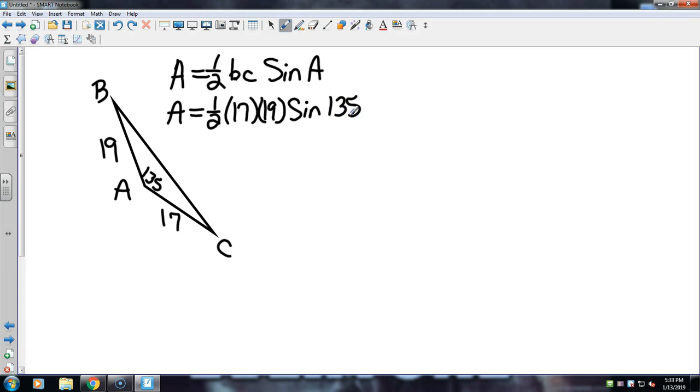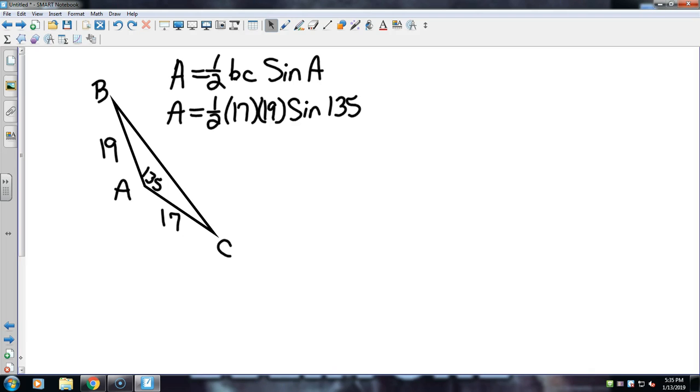Let me grab a calculator real quick. Since it's all multiplication, I can enter it in any way. What I'm going to do first, because it's simpler for me, is find out what the sine of 135 is. That way I don't have to round. And I pull up that value as 0.7071, continuing. Then I'm going to multiply that times 19. Then I'm going to multiply that times 17. And then I'm going to divide that by 2. You could multiply it by 1/2 or 0.5. Either way, it doesn't matter.